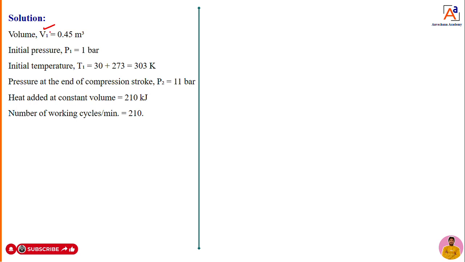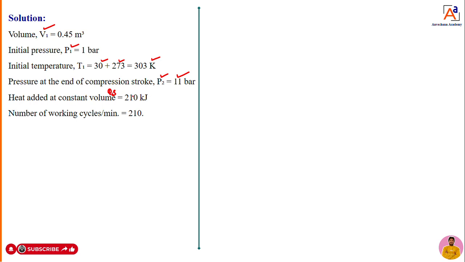So V1 is 0.45 metre cube, P1 is 1 bar, and the temperature he has given is 30 degrees Celsius. I will convert that 30 degrees Celsius into Kelvin by adding 273. Therefore 303 Kelvin is the inlet temperature before compression. Once the compression takes place, the pressure of the air is going to increase, that is 11 bar. P2 is equal to 11 bar. Once it gets compressed, he is going to supply a certain amount of heat.